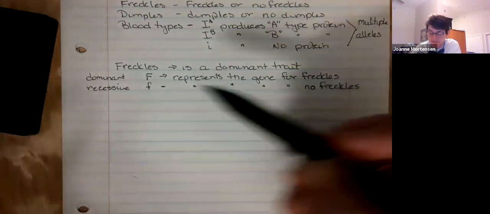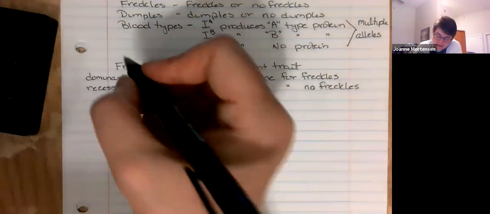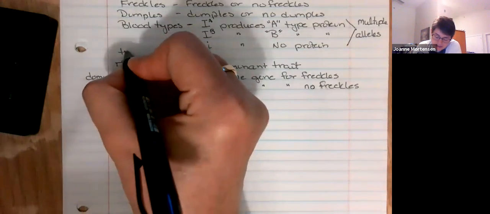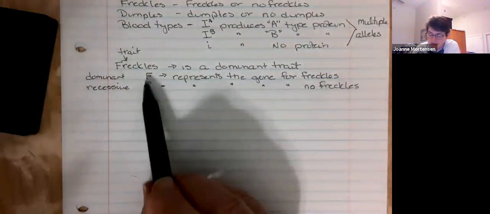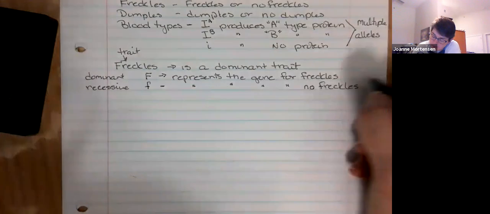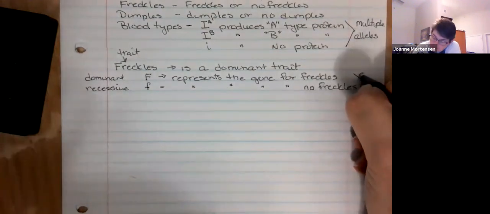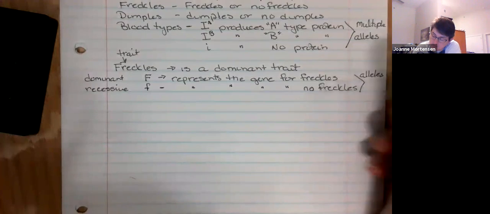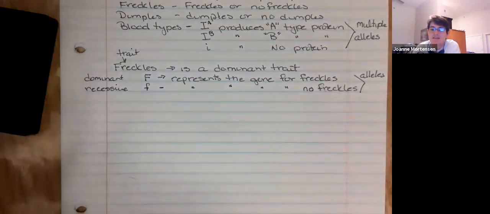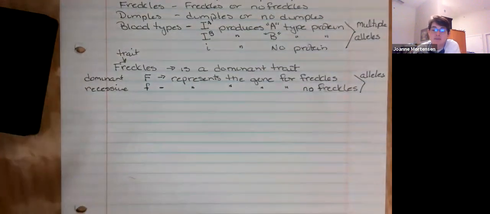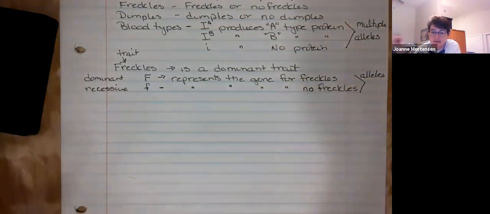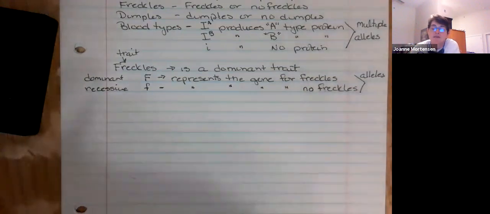Okay, but freckles is the trait we're talking about. Okay, and these are the 2 alleles. I'm going to put that. This is the 2 different versions of it. If we talked about dimples, then we could use capital D for dimples and little d for no dimples. It doesn't matter. Whatever the trait is, the dominant one gets the capital letter, the recessive gets the lowercase of the same one.